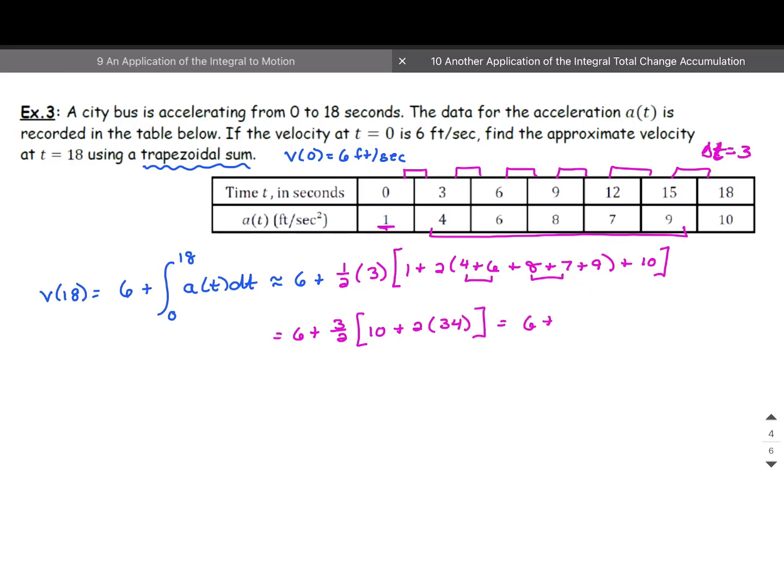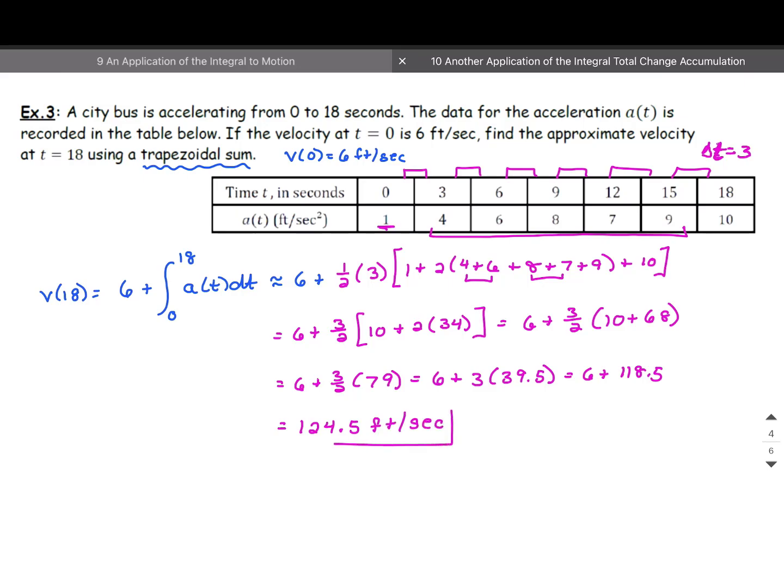So we have 6 plus 3 halves times 10 plus 68. So now we're looking at 6 plus 3 halves times 79. 79 divided by 2 is 39.5. So 6 plus, if I multiply by 3, 118.5, and then we add 6, that's 124.5 feet per second. Don't forget those units on your answer.